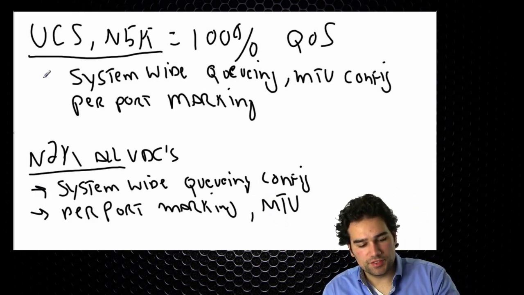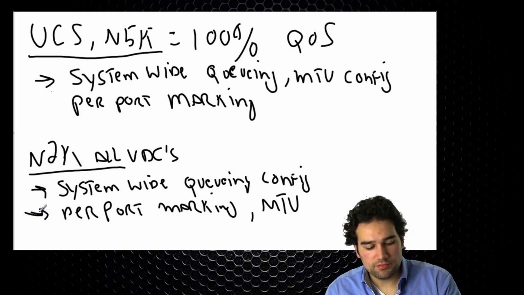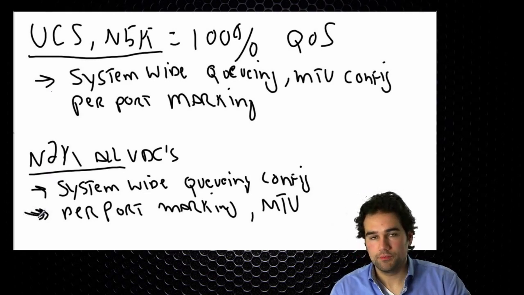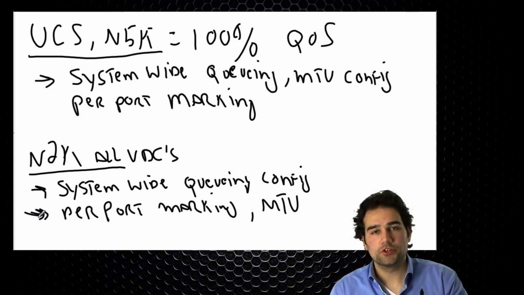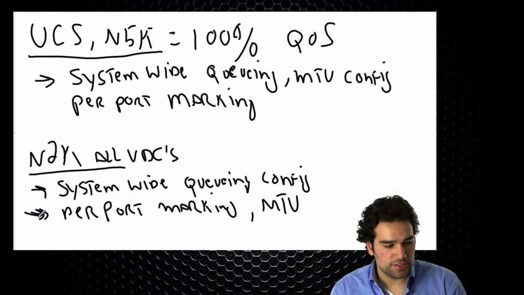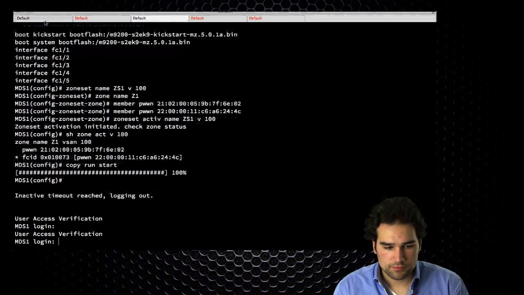So two main differences. In the N5K, I configure MTU system-wide. On the N7K, I configure MTU per port. That's actually the biggest difference in the two platforms. For the rest, in terms of configuration, they're all pretty much the same. And let me walk you through a small configuration of that.